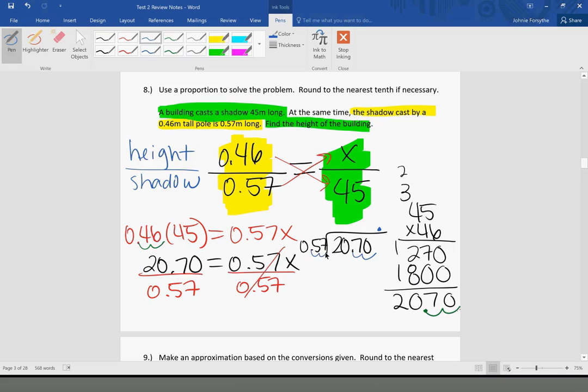So now, let's see, 57 divides into 207. 50 goes into 200 4 times. So let's see here. 4 times 57. So 4 times 7 is 28. Oh, that's going to be too much. Let's see. It goes in there 3 times. Okay, 3 times 7 is 21, carry the 2. 3 times 5 is 15, plus 2 is 17.